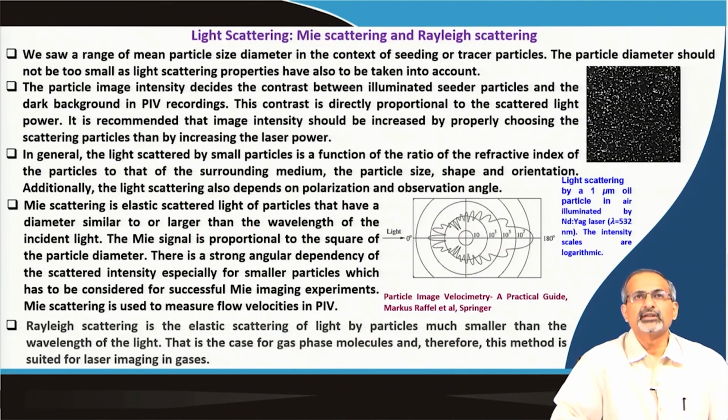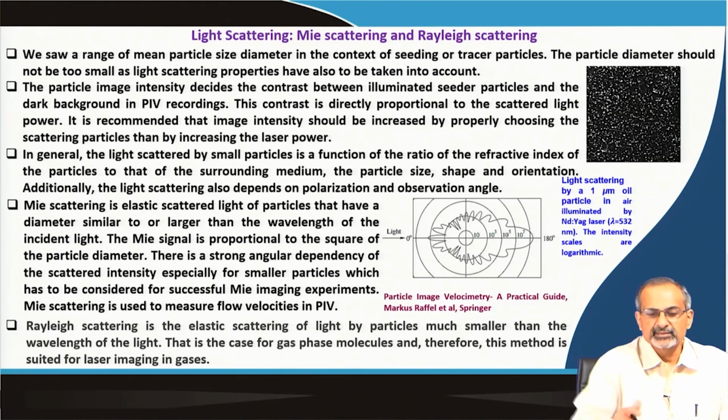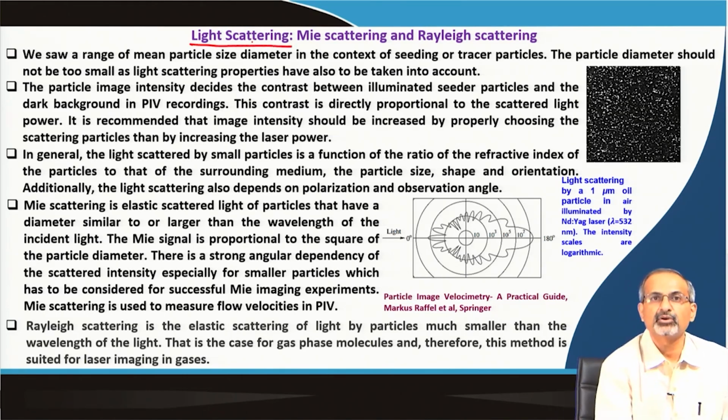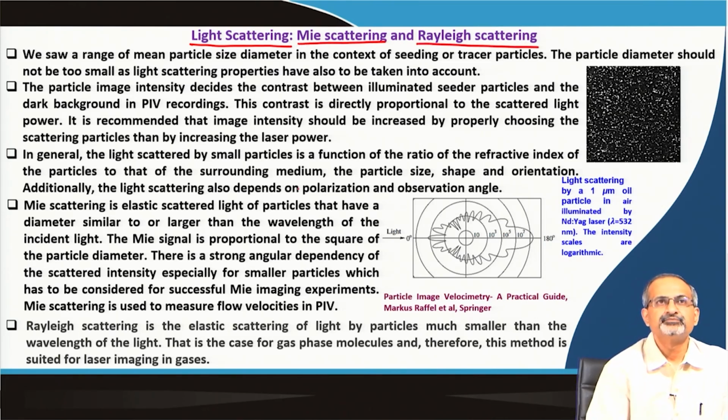So, that is a little bit about tracer particles, specifics about how we choose them depending on the media. Now, there is also another very important aspect that we have talked about, that is how to illuminate them. So, there is an issue of light scattering, which is very important in order to get them visible in the images effectively. There are two scatterings that we need to be aware of, the Mie scattering and the Rayleigh scattering. We saw a range of mean particle size diameters in the context of seeding or tracer particles in the previous slide itself, and we saw that between gases and liquids there could be significant differences.